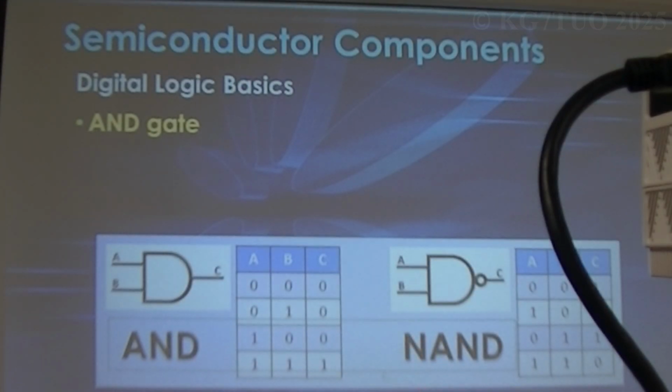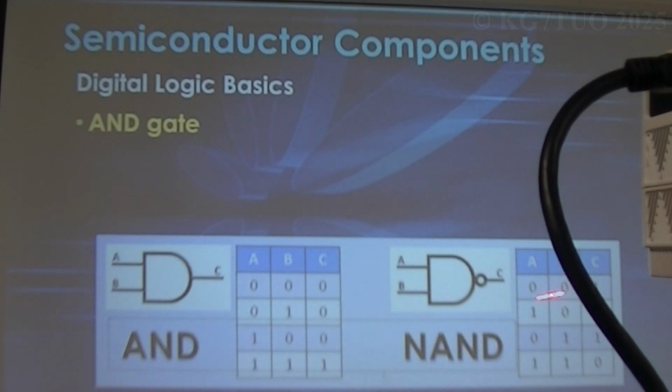On the NAND, not AND gate, we've got something a little bit different. If A and B are on, or off, then C is on. If A is on and B is off, we got an on, because they're not both. So we get an output.